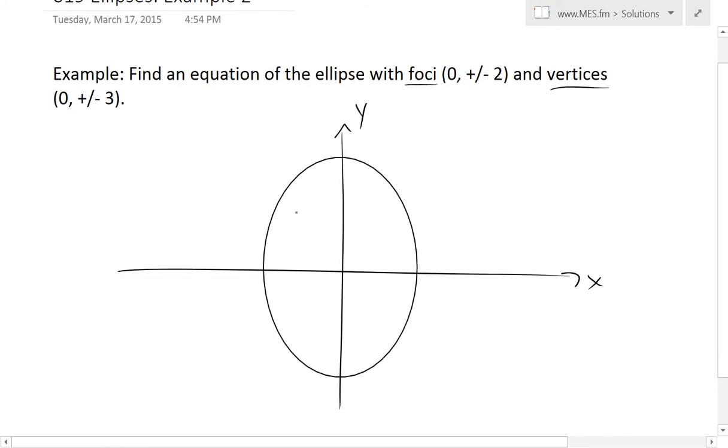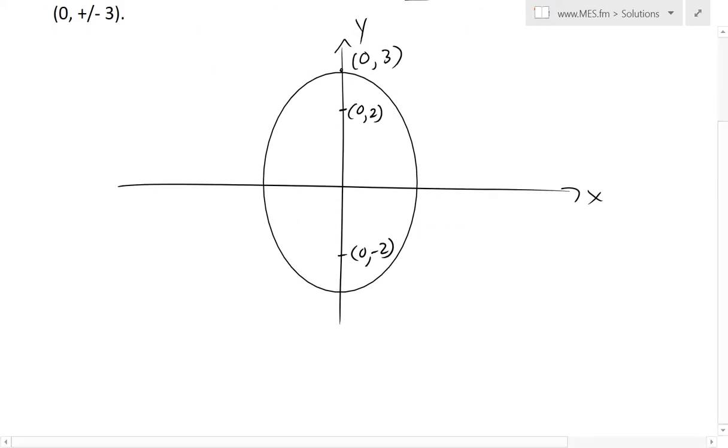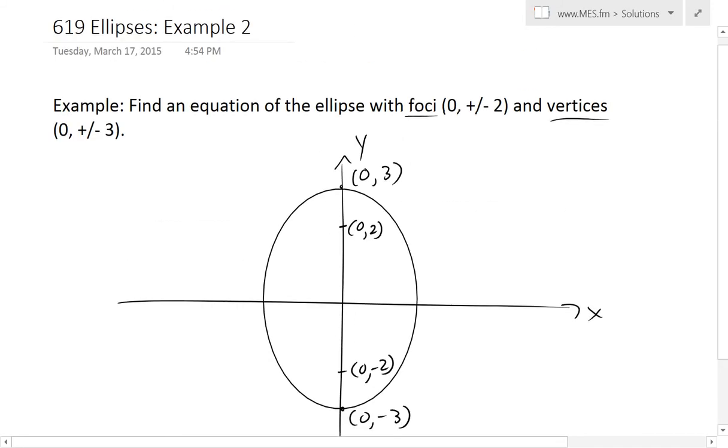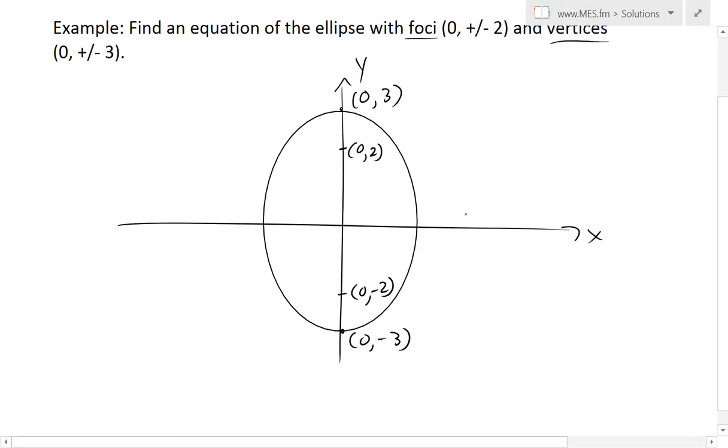So if I were to draw an ellipse like this, as you can see, the foci are at (0, ±2), so this point right here is (0, 2), and this point is (0, -2). So this is on the vertical axis, so this is an inverted ellipse or a vertical ellipse. Now this point here is (0, 3), and this is (0, -3). So as you can see, this is different from the regular ellipse, which is horizontal.